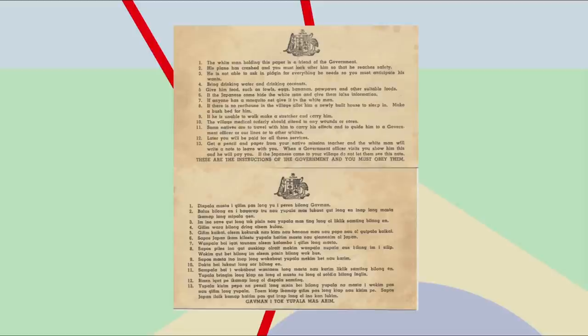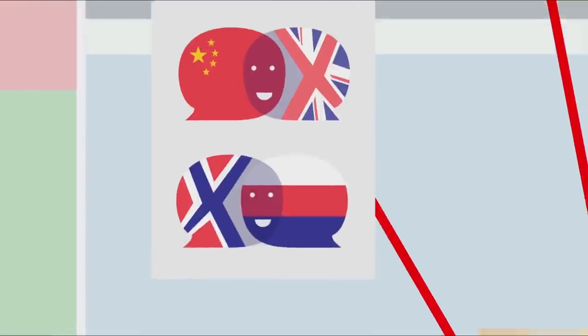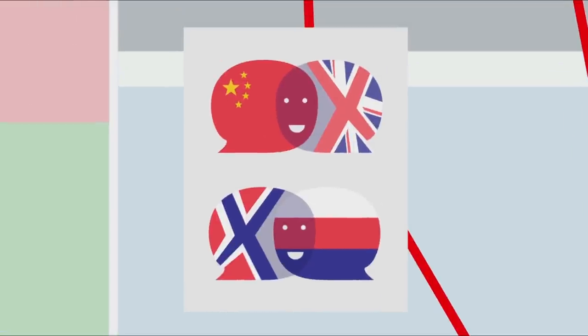A pidgin generally draws the vocabulary from the superstrate, or language of the dominant group, and the grammar, simplified though it is, from the substrate. And as we've seen, this pidgin could eventually develop into a Creole, when it becomes adopted by a community as a native language, and children learn it as a first language.